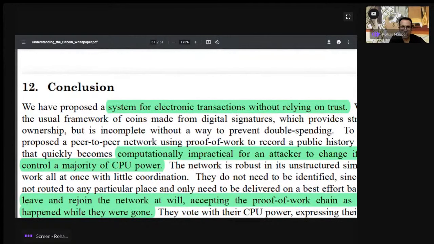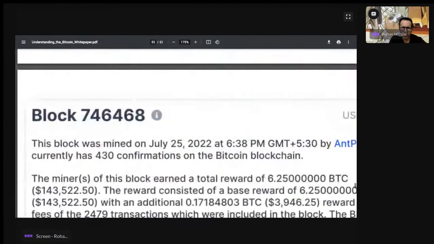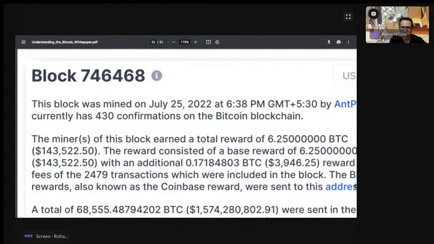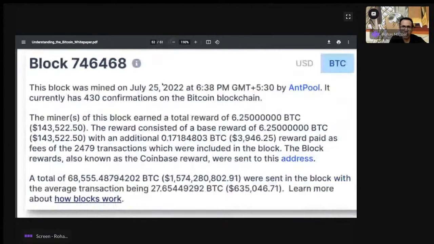So I'm going to now quickly go to the conclusion. Actually, we can skip the conclusion. I want to show you a block. When we look at a particular block like 746468, in any explorer, we can see a lot of information. We can see it was mined on 25th July at this time by a particular mining pool called AntPool. It has 430 confirmations, which means after this block, 430 more blocks have been mined. But this was when I took the screenshot, which was on July 25th.